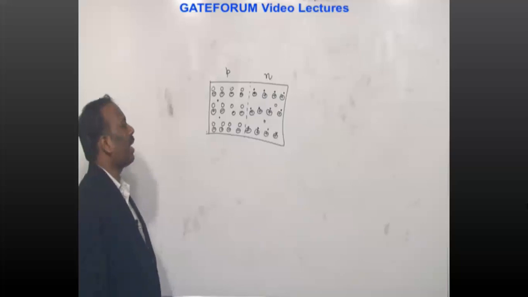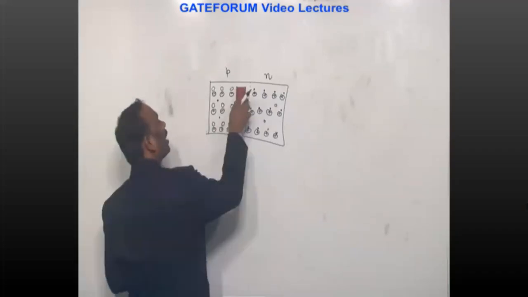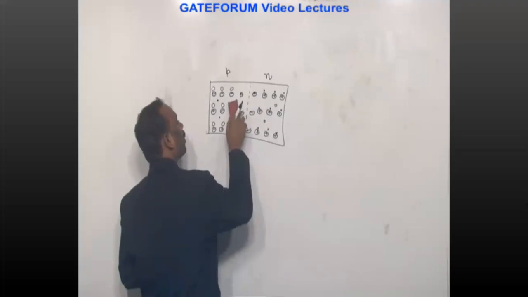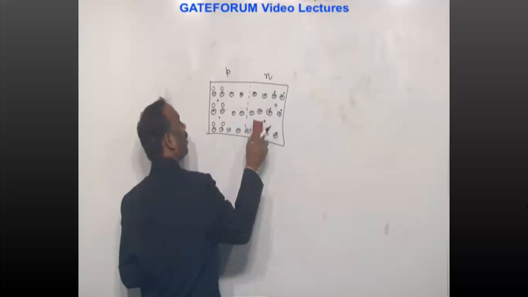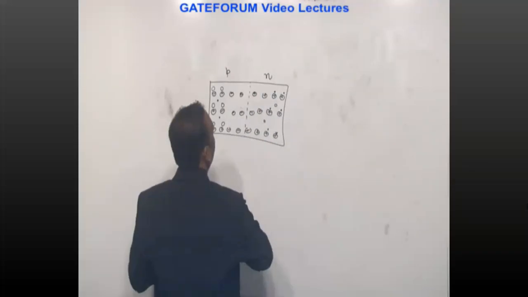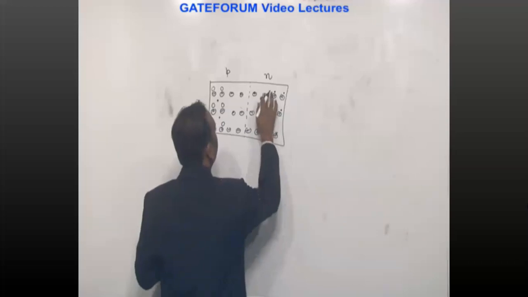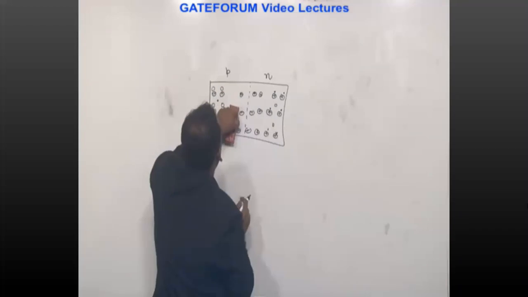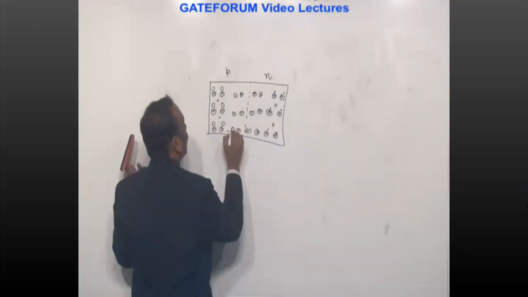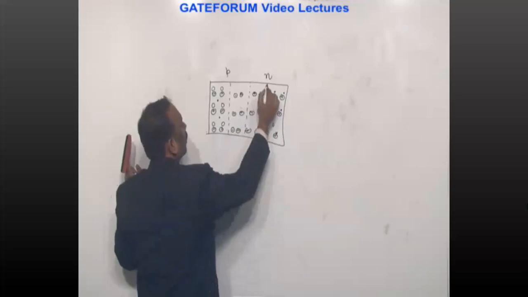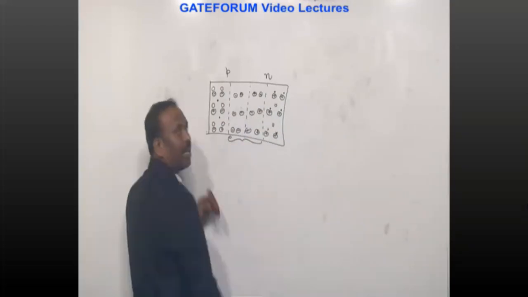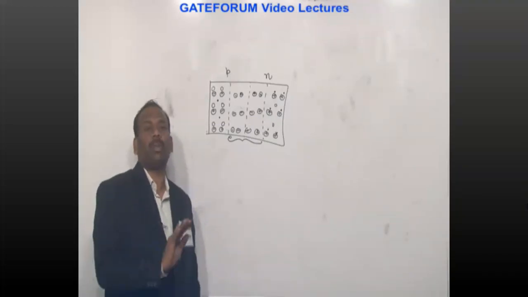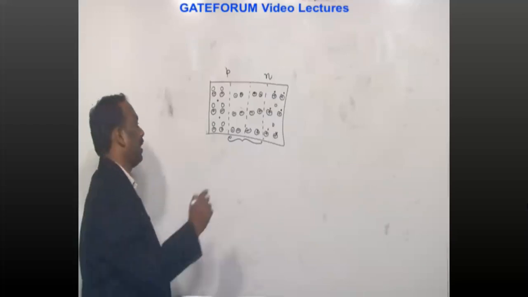Once we have added p-type impurities and n-type impurities, then immediately the diffusion mechanism and drift mechanism take place. The depletion layer is formed. That means it's acting as a barrier. It will not allow the majority charge carriers from P to N or N to P.